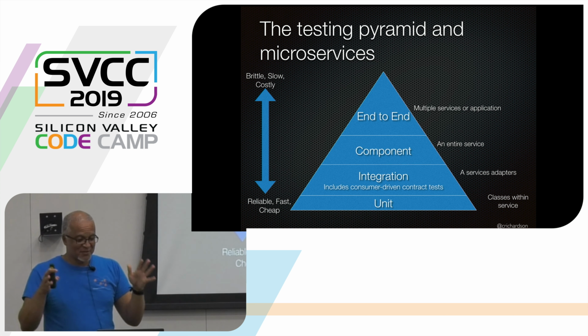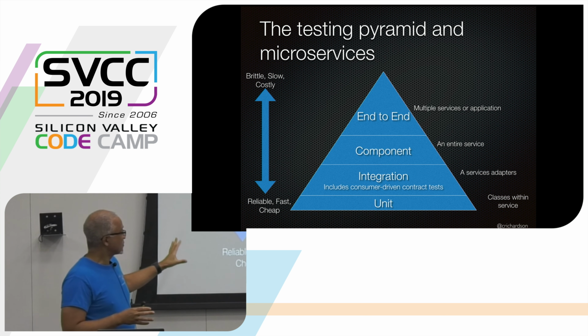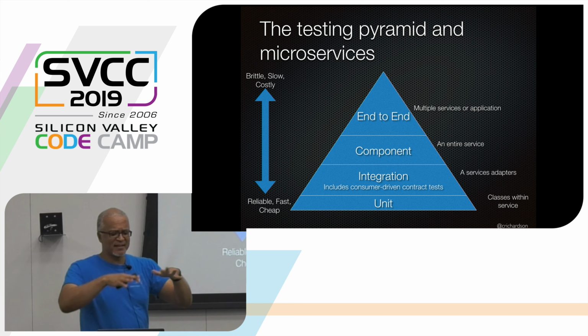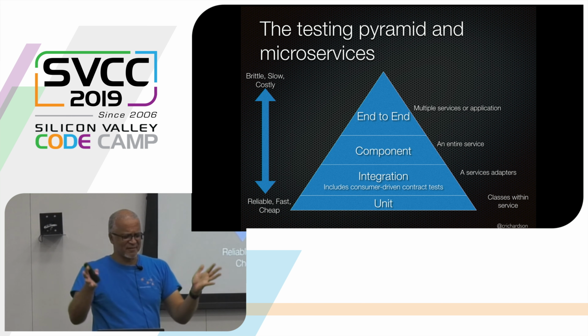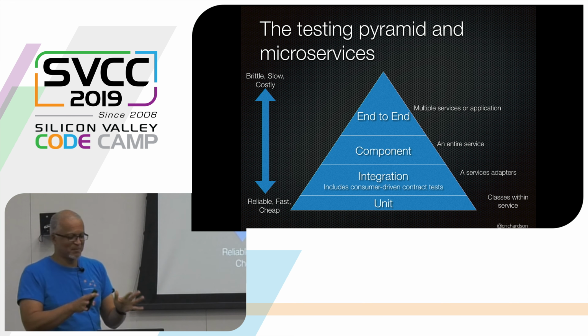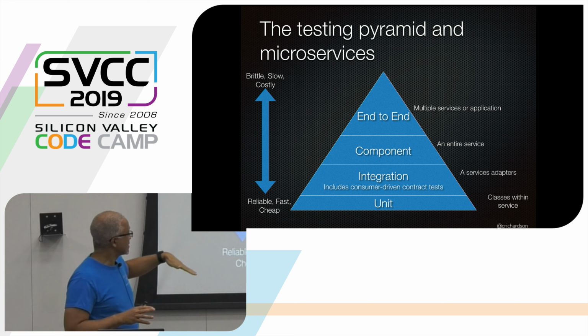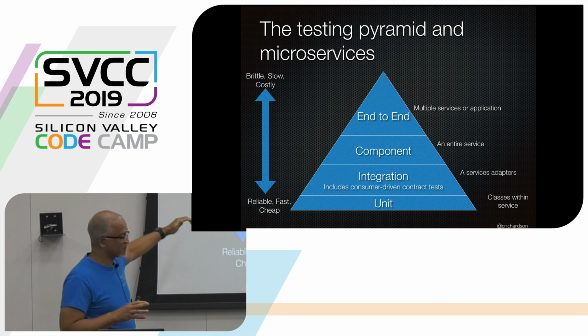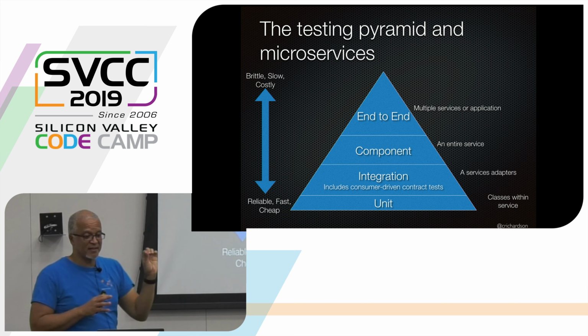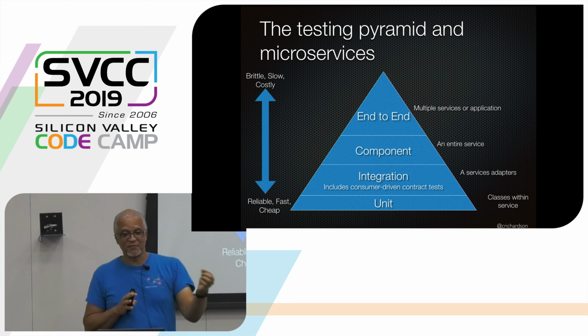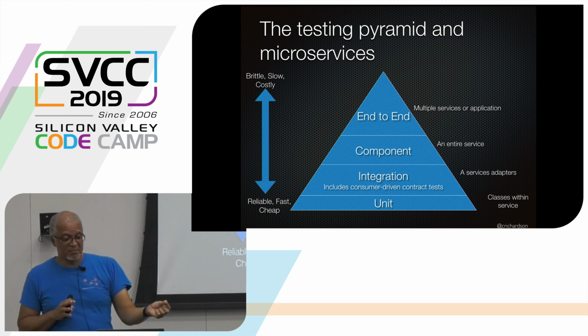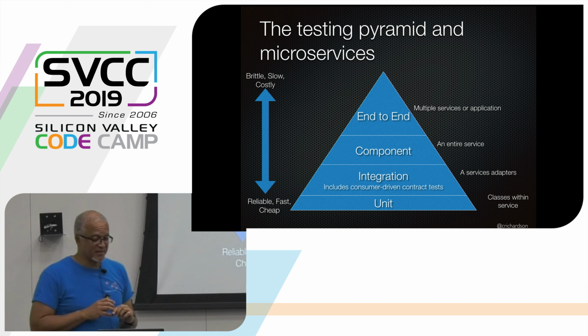So testing is really important. A really useful concept is this testing pyramid. And there's a little bit of debate about whether it's really pyramid shaped or not. But basically the idea is that tests at the bottom are reliable, fast, and cheap, whereas as you move up, tests get increasingly brittle, like they just fail randomly, and they're also slower and much more expensive to write.